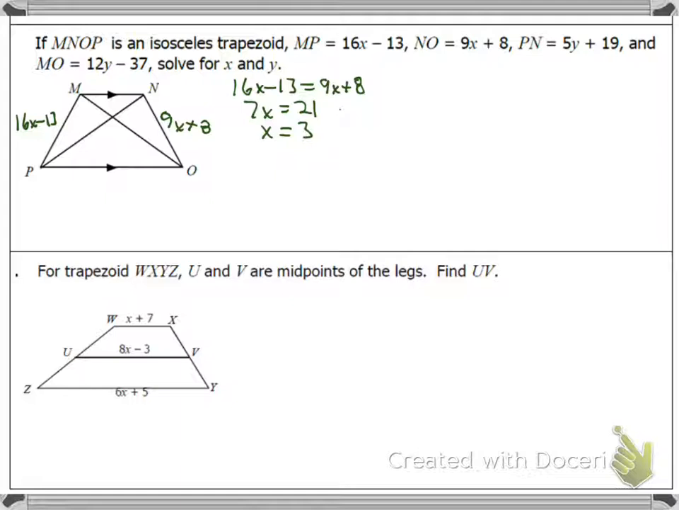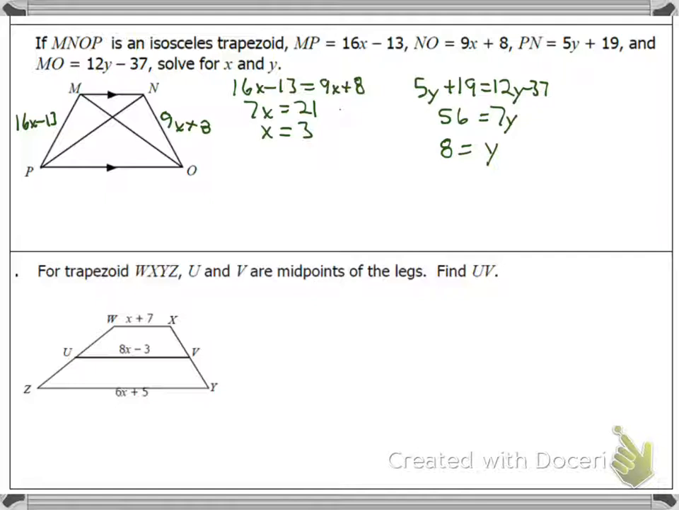For the diagonals, since diagonals are congruent, they don't necessarily bisect, that would be in a parallelogram, but they are congruent. We could say 5y plus 19 equals 12y minus 37. We're going to subtract 5y and get 7y. We add 37 and we get 56, so y equals 8. So that's kind of solving for sides and diagonals in a trapezoid.